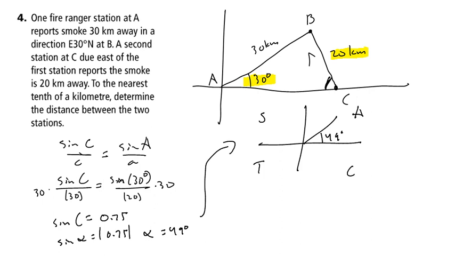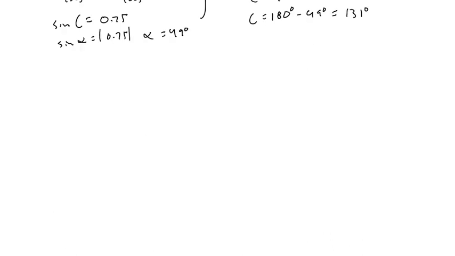49 degrees there, and 49 degrees there, which means that C is going to equal 49 degrees, or C is going to equal 180 minus 49 degrees, which is 131 degrees. So that's going to leave us with two possible scenarios.